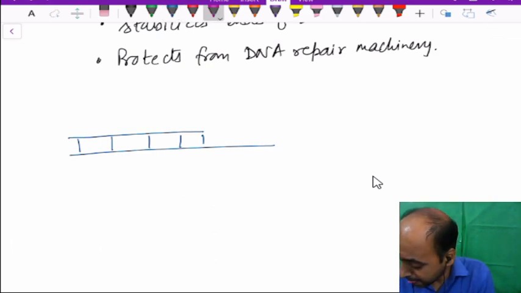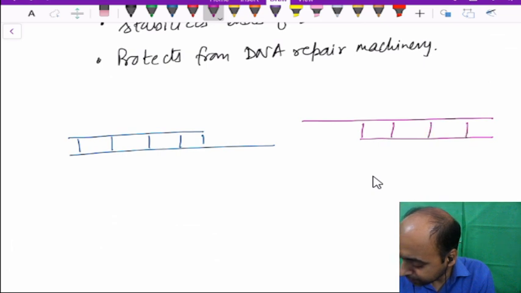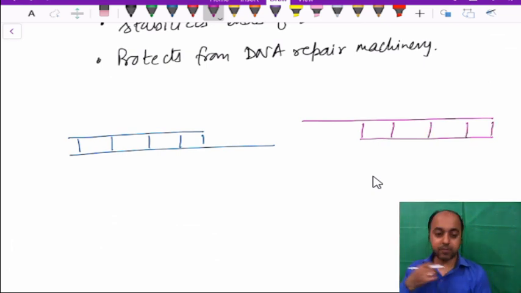Another end of DNA. The same thing. We can see one end of DNA is longer than the second end.